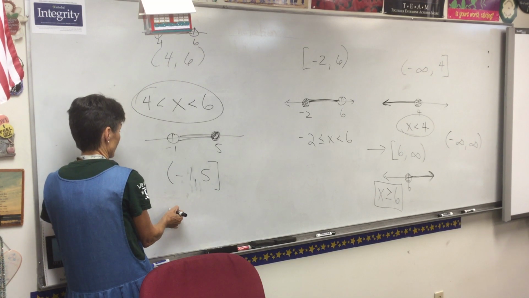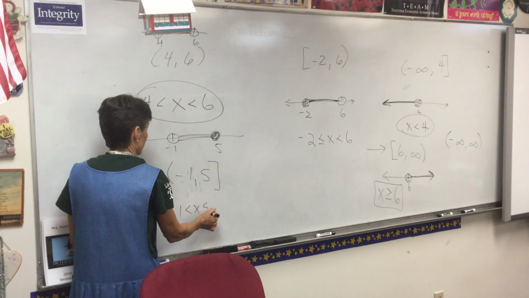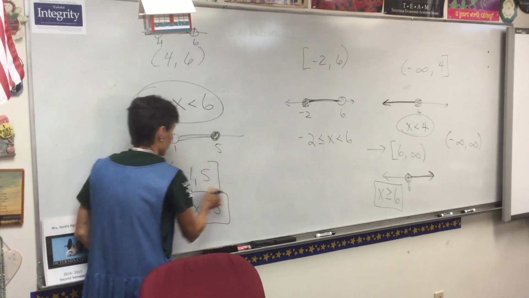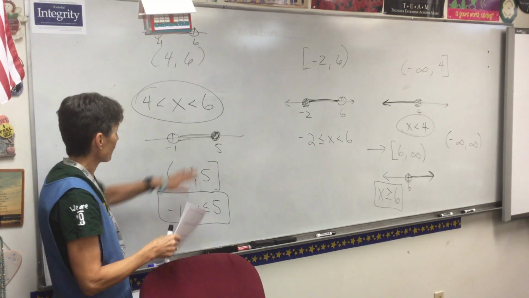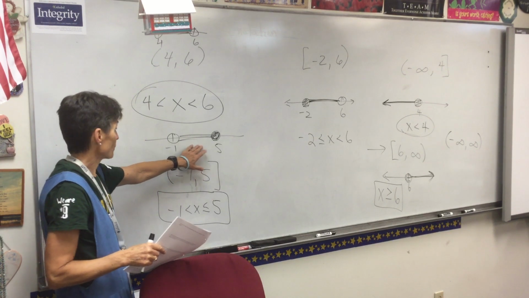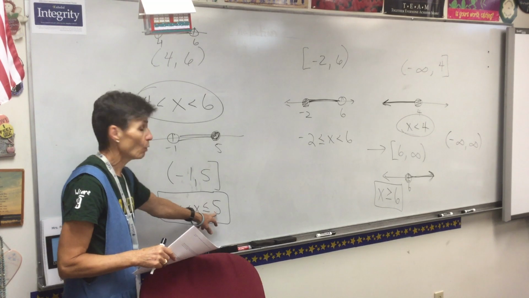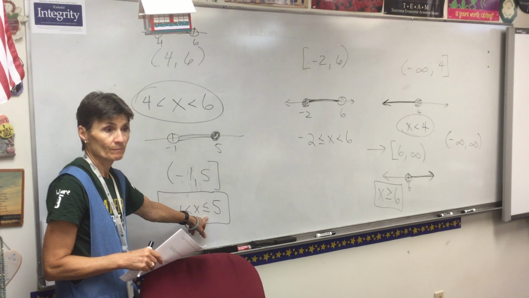Jalen? Negative 1 is less than X. X is greater than 5. Or X less than 5. Less than or equal to 5? There's what it looks like. We're going to write that as one piece. When you graph it, it's only one piece. So we're going to write it as one piece. We're going to put X between negative 1 and 5. And we got to put an or equal to on that one.